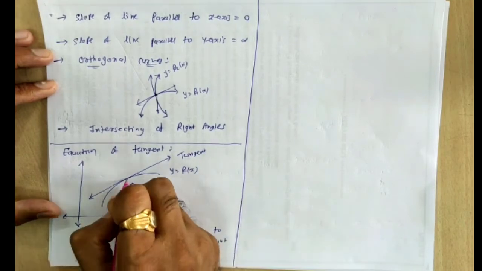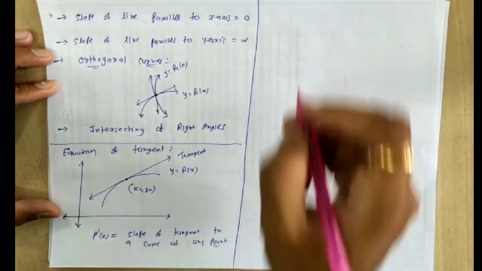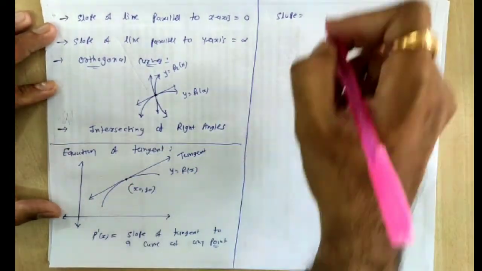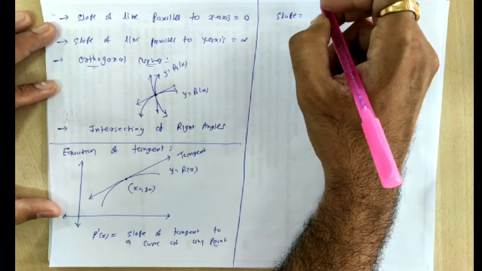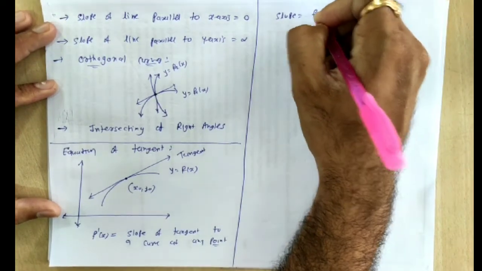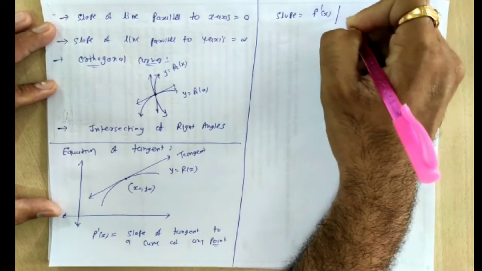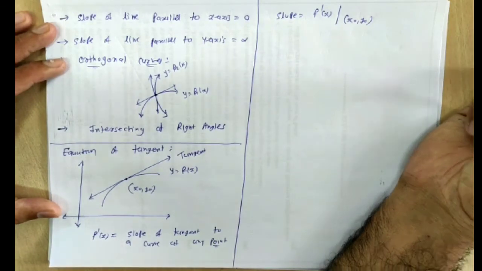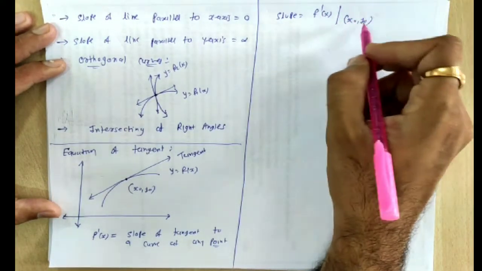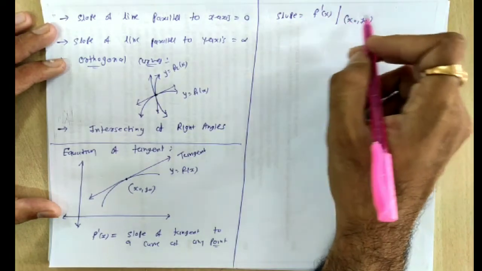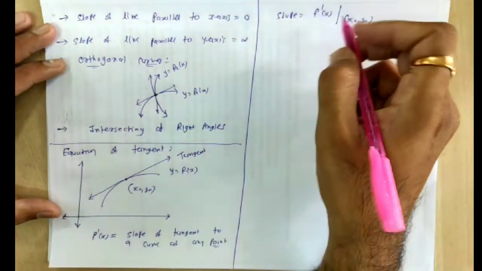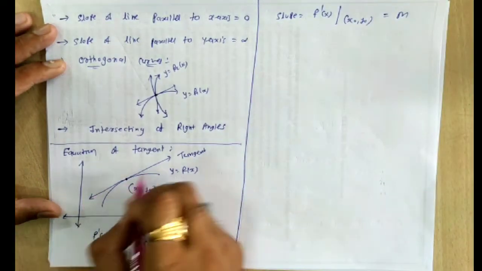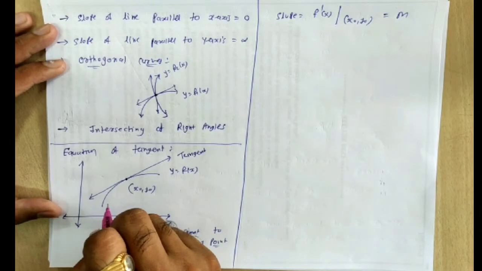Now for this case, we have to consider the point x0, y0. So what is the slope of the tangent? For this case, we consider the slope at x0, y0. It can be written as f dash x, slope of tangent to a curve at x0, y0. Suppose this slope is m, and the line is passing through the point x0, y0.